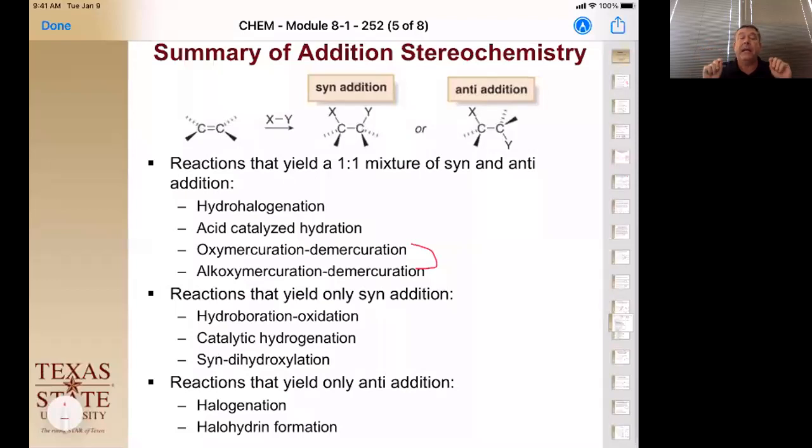The reactions that only do anti are the halogenation and the halohydrin reaction, because remember, we're blocking one whole side of it, so the nucleophile has to come to the other side, so it must be anti. So with that in mind, now we've got to figure out the dihydroxylation reactions.